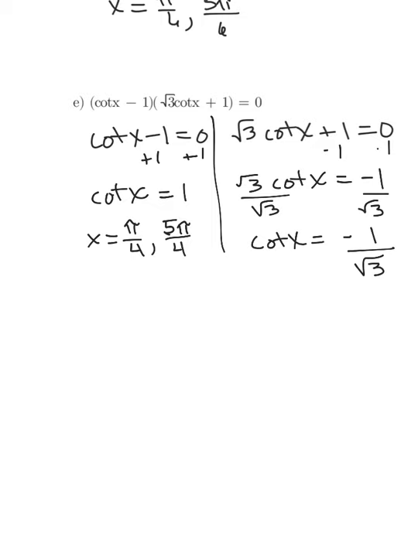So on this equation, our cotangent is negative. That happens in quadrants 2 and 4. If you put the x-coordinate over the y-coordinate, where do you get -1 over square root of 3? Well, that happens at the angles of 2 pi over 3 and 5 pi over 3. So you wind up with 4 solutions to this equation.